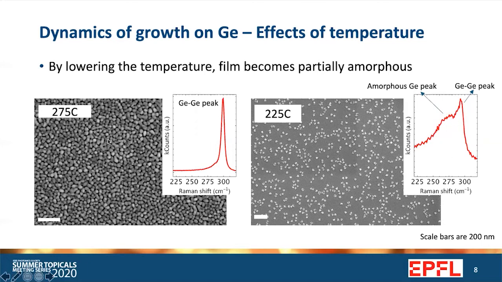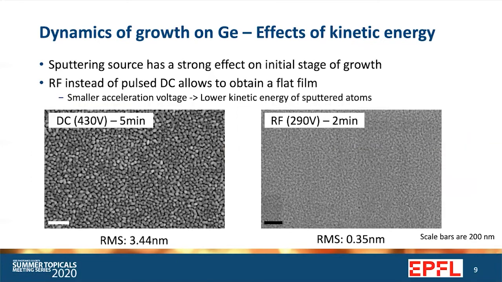On the other hand, for the sample deposited at 275 degrees, we only observed a clear germanium crystalline peak. So our approach to this problem was, instead of playing on the thermodynamics, we played on the kinetics. So we reduced the kinetic energy of the impinging atoms on the surface by switching from a DC source to an RF source. And the RF source allows us to use a smaller acceleration voltage. In this case, we use 290 volts instead of 430.